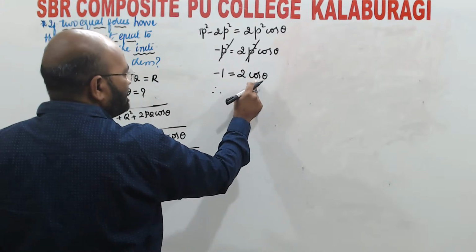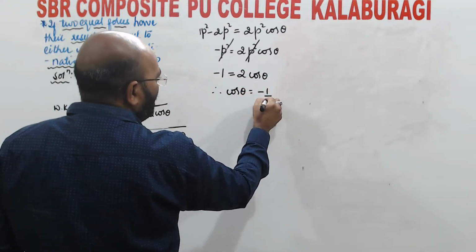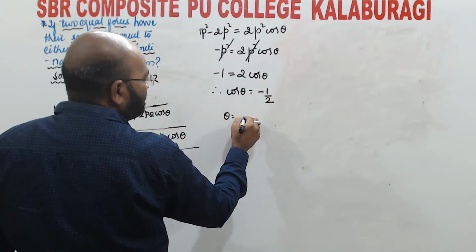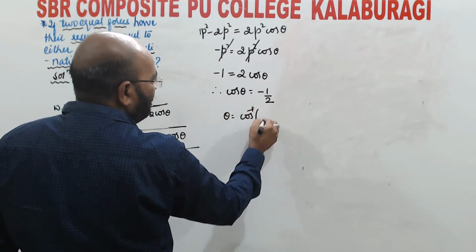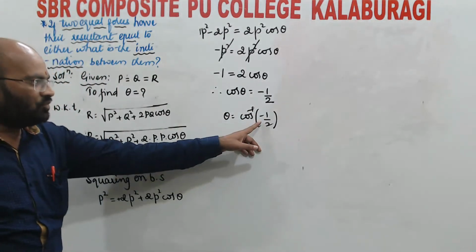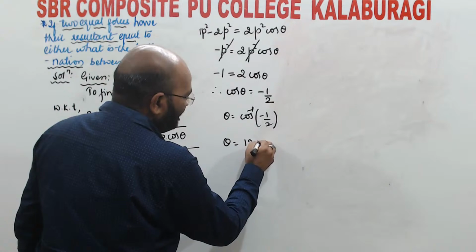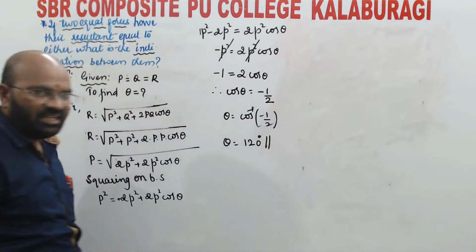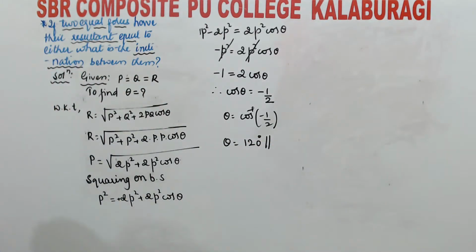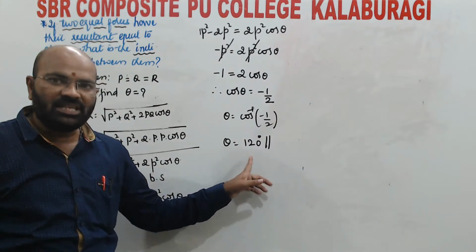Therefore, we need a cos theta value. Cos theta is equals to minus 1 by 2. Theta is equals to cos inverse of minus 1 by 2. When we get minus 1 by 2 for cos, theta is equals to 120 degree. Angle of inclination is 120 degree. That is more than 90 degree. That is obtuse angle.